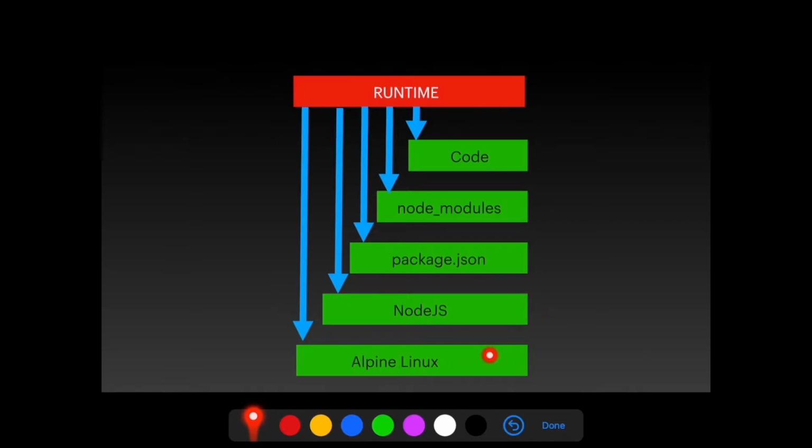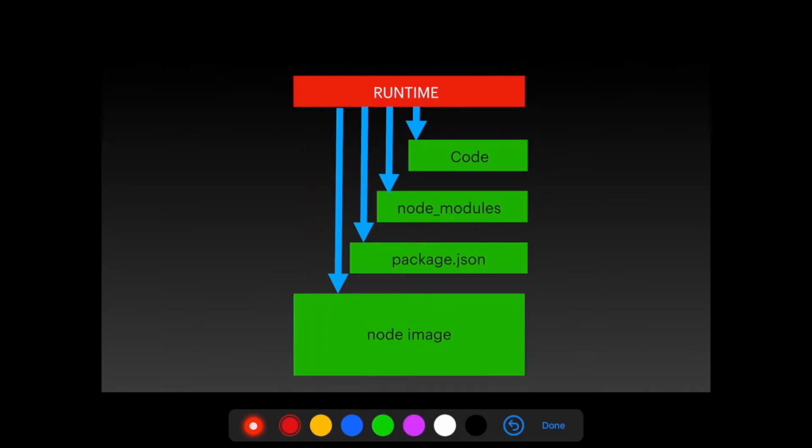Once I am done with Node.js and Alpine, I will copy package.json from my host machine inside our image. So once the package.json is inside our container, we will ask our Docker file to run npm install to install the node modules on our container. And once node modules are installed, we will copy the source code from our host machine to the Docker image. Here instead of using Node.js and Alpine, we can use the Node.js image from the Docker repository.